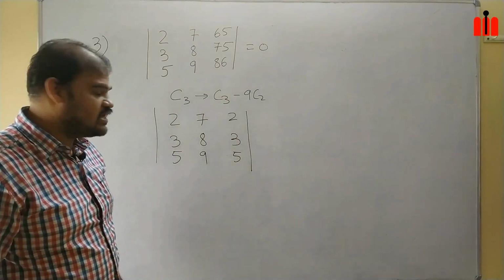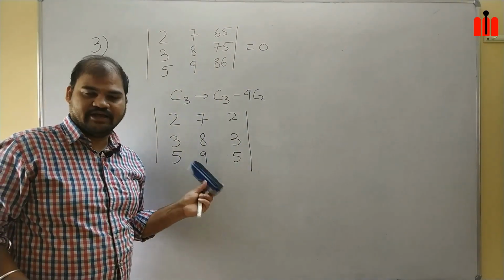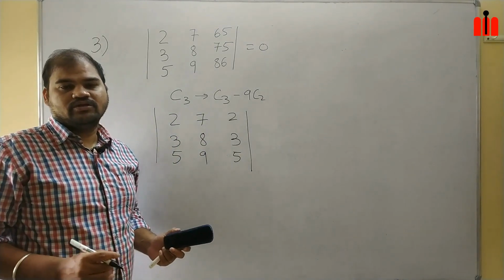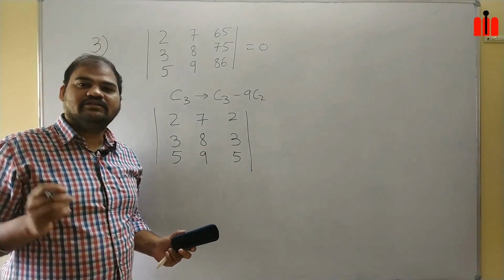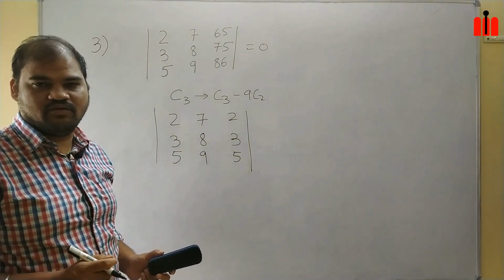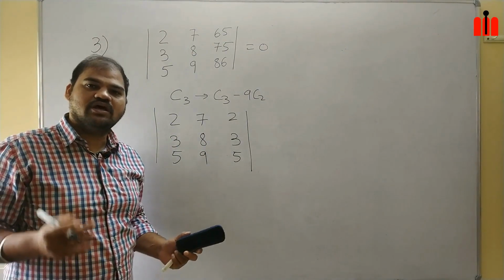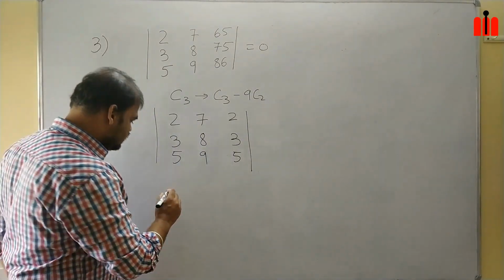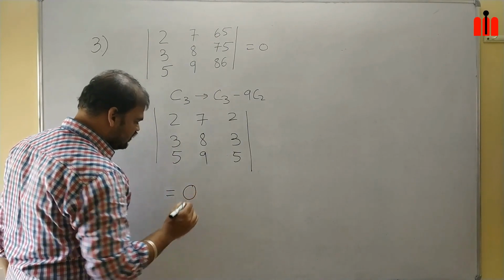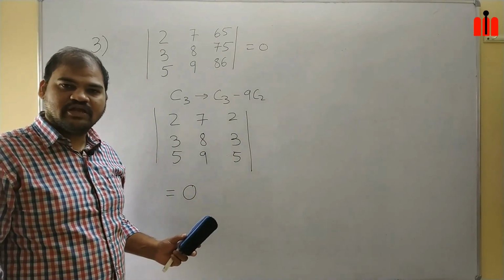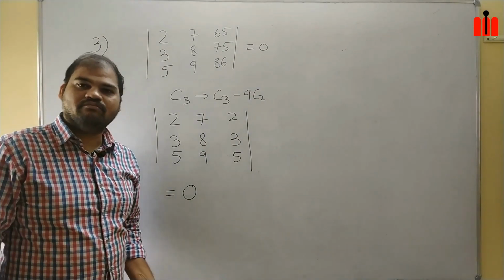Okay. So we can see here that two columns are identical, right? Column 1 and column 3. So whenever two columns, or any two rows, are identical, then the determinant will become 0. We will use that property. So these two are identical, so the determinant will be 0. Okay, you understood this? So this completes problem number 3.